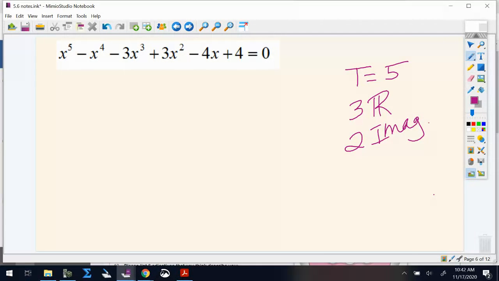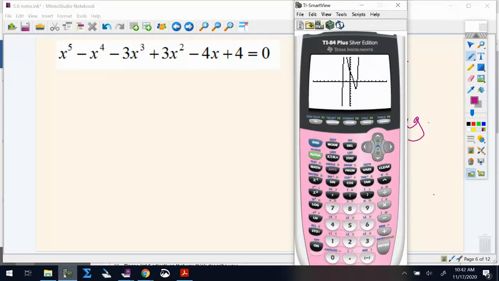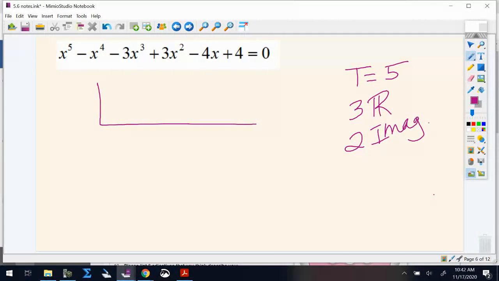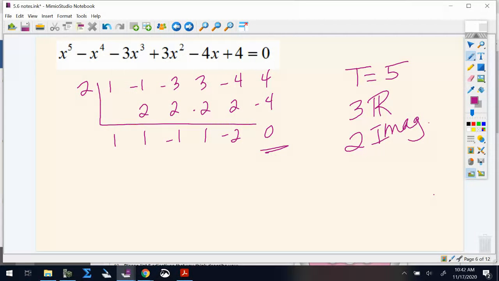So if I go to my calculator, it looks like it crosses at -2, at +2, and at 1. So -2, +2, and 1. So let's go through and prove all those. So 1, -1, -3, 3, -4, 4. Let's start with 2. So I'm going to drop down, multiply, add, multiply, add, multiply, add, multiply, add, multiply, add. And we did it. We proved that 2 was a solution.